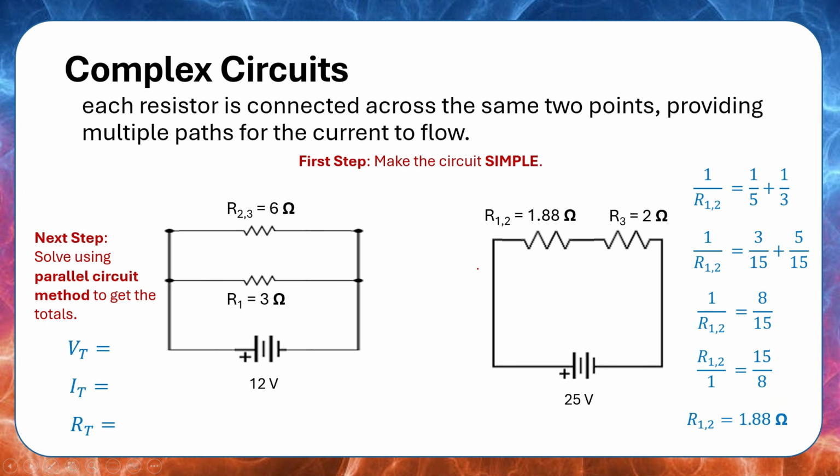And that is now the series circuit. Right? And if it is now the series circuit, the next step is to solve using the series circuit method. The one that we did a while ago. And that's it. That's how you do the complex circuits. If you encounter those, of course, turn them into a simple circuit first before you solve them. So you can get the V total, I total, and R total, and you're going to use that for the rest of the components afterwards.